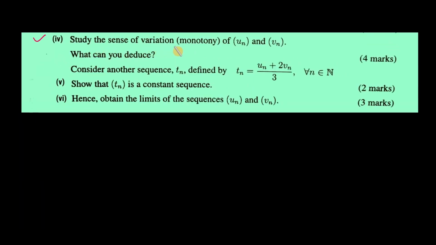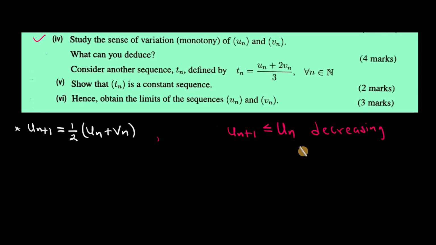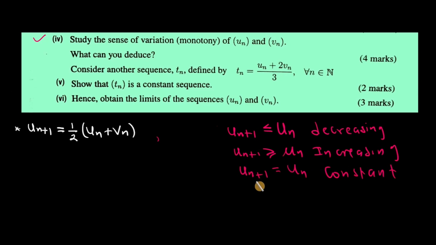Roman 4. Study the sense of variation or monotony of Un and Vn. To study the sense of variation of a sequence, or monotony of the sequence, is to find out whether the sequence is increasing, decreasing, or constant. We know U(n+1) is equal to half into Un plus Vn. Here we need to find out whether U(n+1) is less than or equal to Un for a decreasing sequence, U(n+1) is greater than or equal to Un for an increasing sequence, and U(n+1) is equal to Un for a constant sequence.